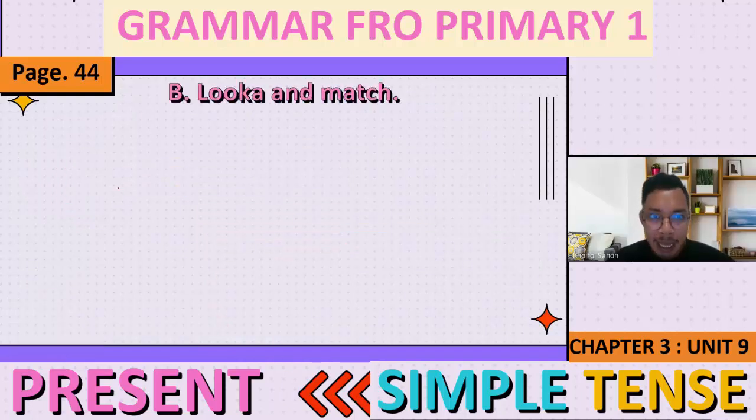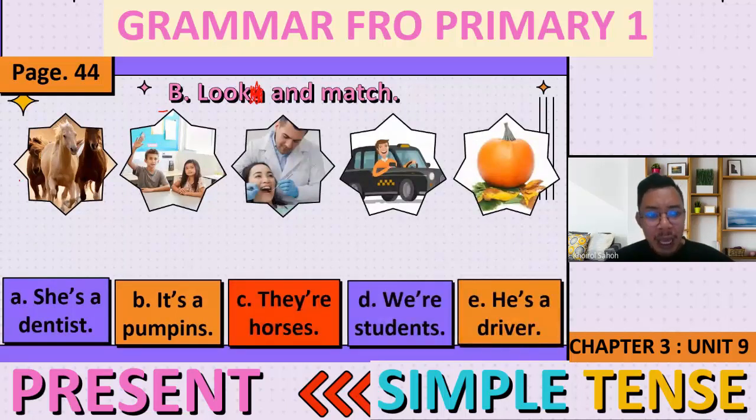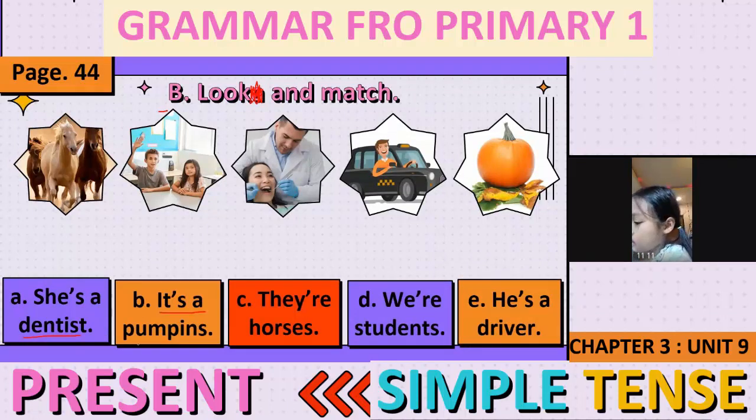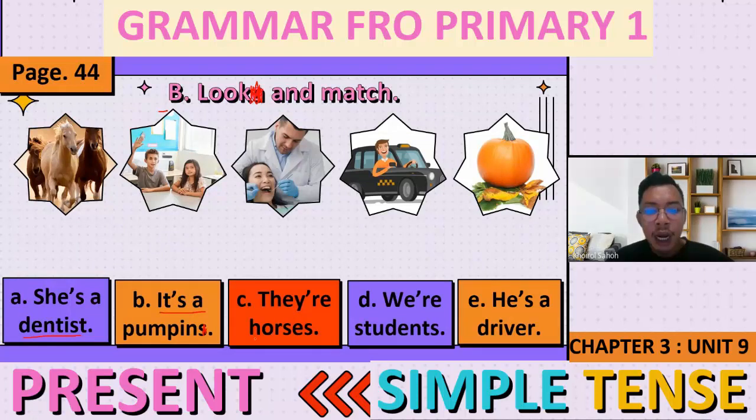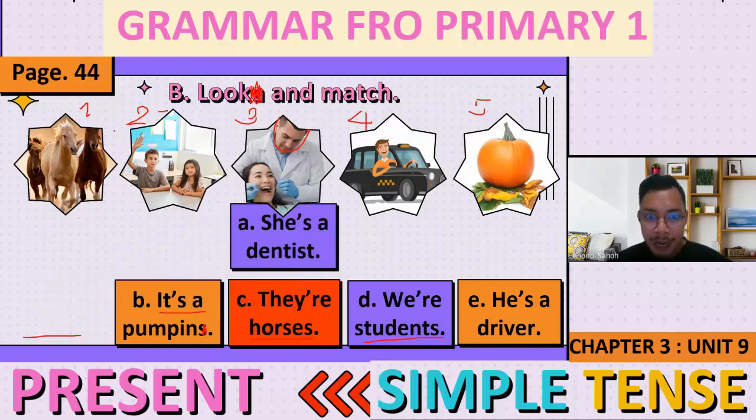ทีนี้หน้า 44 exercise B, look and match ให้นักเรียนดูแล้วก็ให้นักเรียนโยงเส้นให้ถูกต้องนะ ดูข้อที่ 1 ก่อน. A: she is a dentist. B: it's a pumpkin. They are horses. We are students and he is a driver. ข้อ A ตรงกับรูปภาพข้อไหน? So, she is a dentist. Number one, two, three, four, or five? ตรงกับนี่ ให้นักเรียนโยงเส้นเลย เห็นรูปภาพคุณหมอฟันไหม ทันตแพทย์.